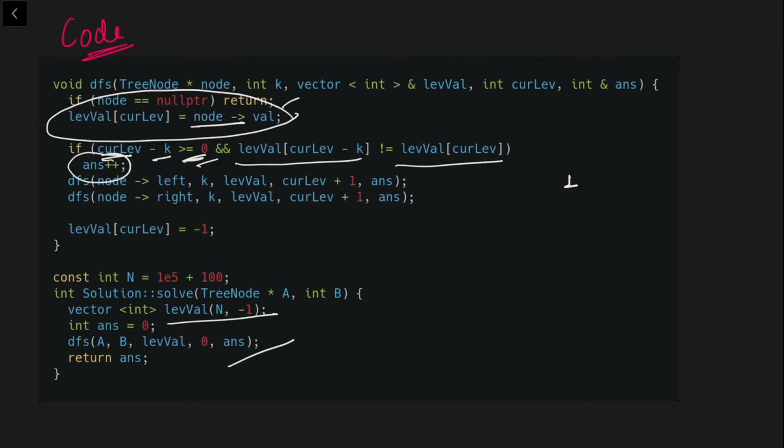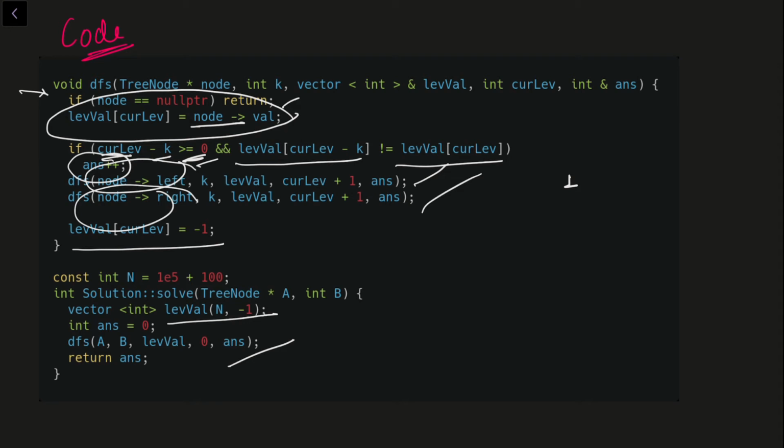After that I am recursing to the left child or right child. If those left or right children don't exist, we will hit the base case which is node equal to null pointer and we'll return. Okay, and after that I am recursing back, and in order to recurse back I am just updating my level value with some invalid value, or in this case -1.